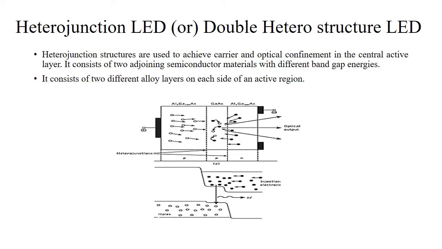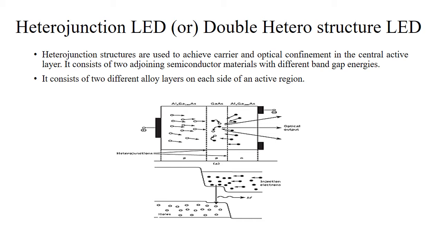Next one is the heterojunction LED or double heterostructure LED. Here heterojunction structures are used to achieve carrier and optical confinement in the central active layer. It consists of two adjoining semiconductors with different band gap energies. Heterojunctions are also known as double heterostructure devices because of the different alloy layers on each side of the active region.